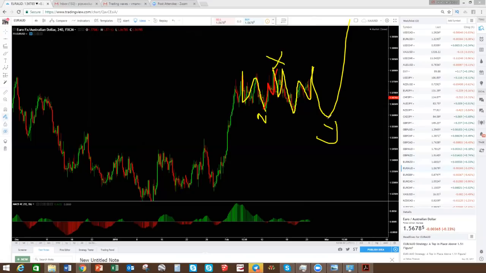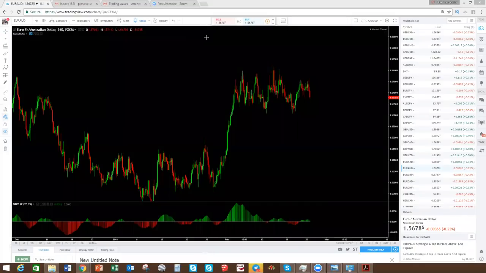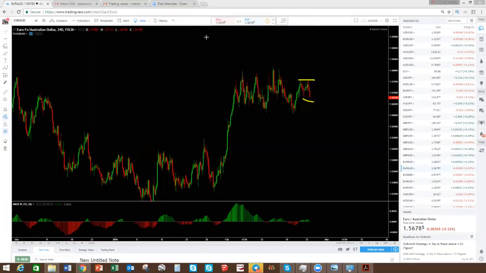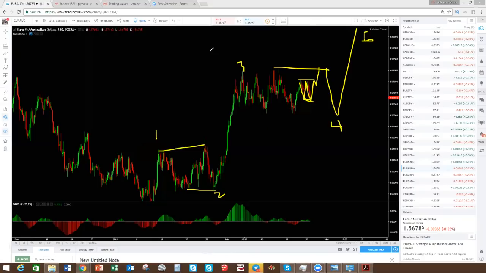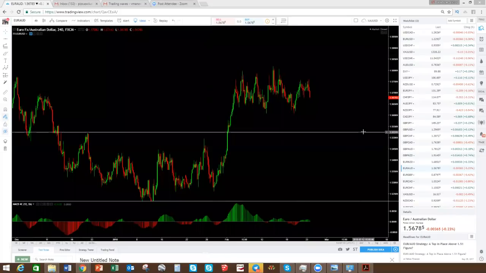All right, so we need to see what happens here, because right now it looks like a 1, 2, 3 regular flat. We may come back down before we actually get that wave 5. As you can see here, it's a clear 1, 2, 3, 4, and we need to get 5. We're still bullish Euro AUD. Okay.